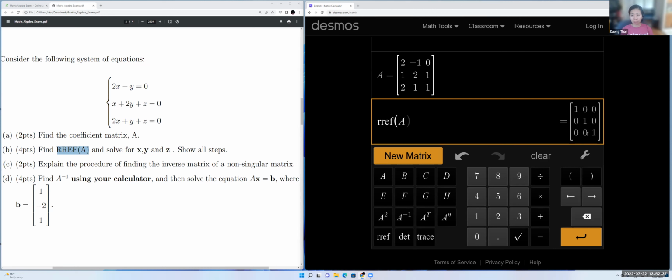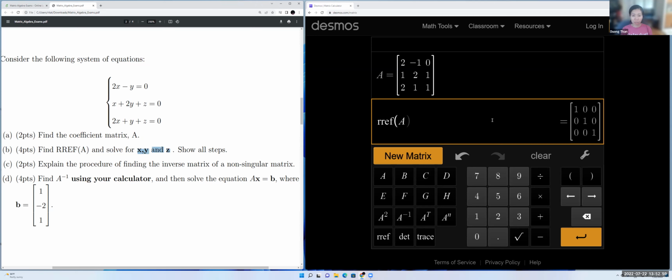Okay. All right, and we learned something about a square matrix whose reduced row echelon form is an identity matrix. Guess what? A is a non-singular matrix. All right, the next step is to solve for x, y, and z.